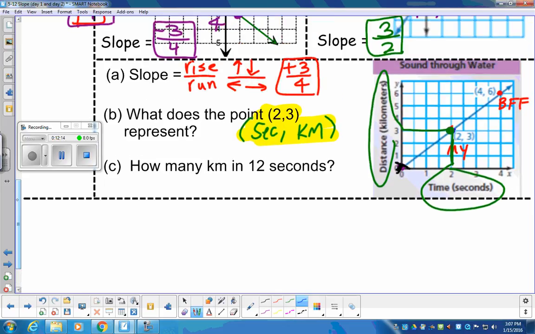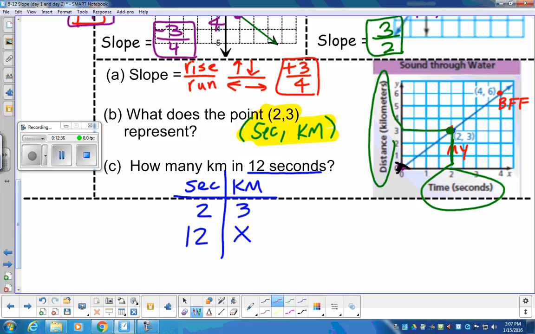But we're going to use the idea of what we just learned how to do, which is to make a t-table. Seconds and kilometers, or just an organization of the two. We have 2 seconds. We have 3 kilometers. How much would it be in 12 seconds? 12 seconds is how many kilometers?